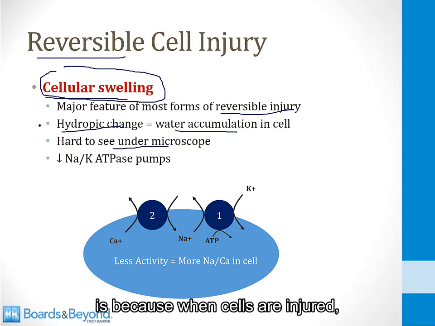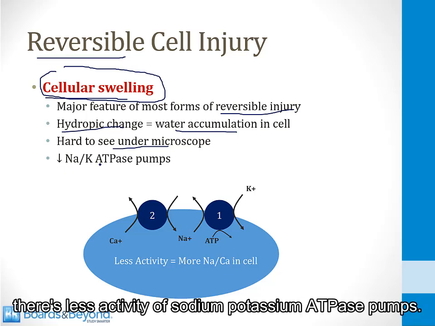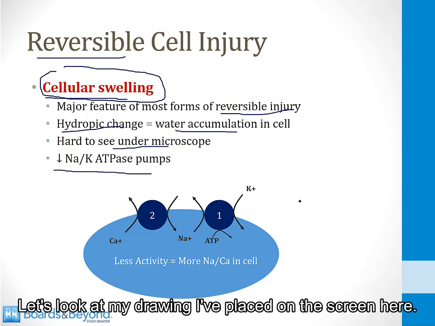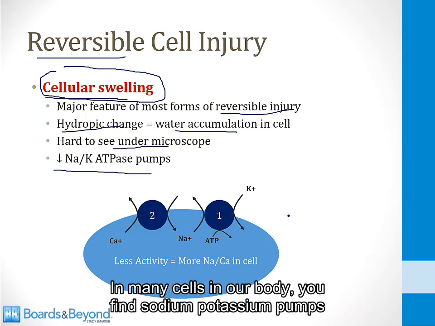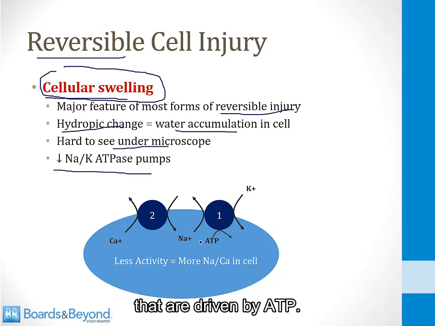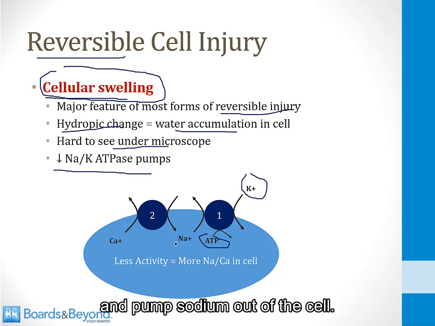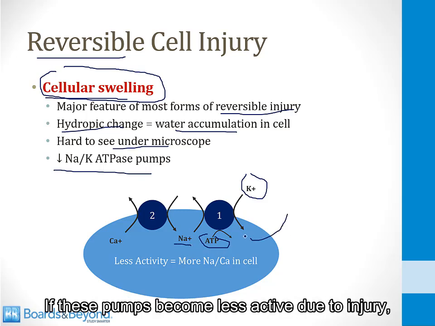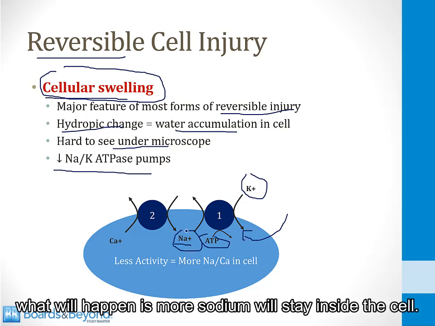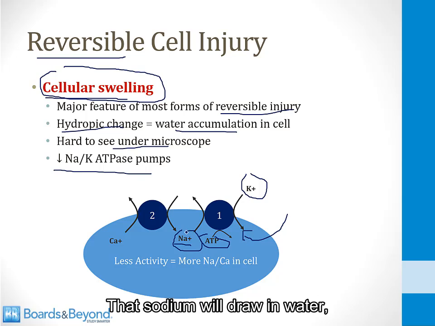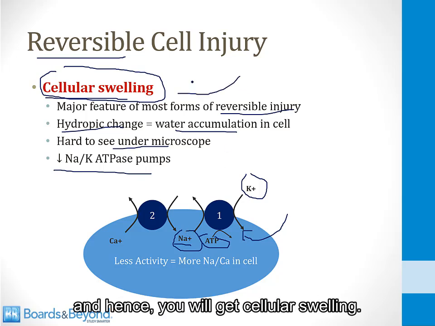And the reason it occurs is because when cells are injured, there's less activity of sodium-potassium ATPase pumps. Let's look at my drawing I've placed on the screen here. In many cells in our body, you find sodium-potassium pumps that are driven by ATP. So ATP is used to bring potassium into the cell and pump sodium out of the cell. If these pumps become less active due to injury, what will happen is more sodium will stay inside the cell. That sodium will draw in water, and hence you will get cellular swelling.